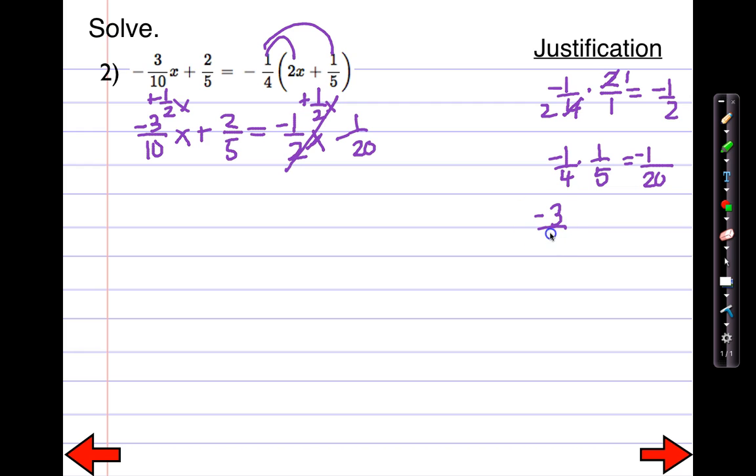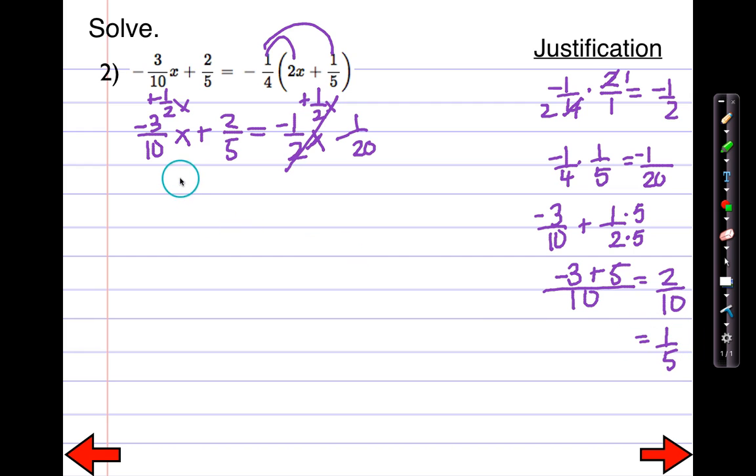We have negative 3/10 plus 1/2. 10 is going to be our lowest common multiple. Notice the 10 is already 10, so this negative 3 is not going to change. But this one is going to have to change by a 5. So 1 times 5 is 5, leaving you with 2/10, which can be reduced to 1/5. Whenever possible, I highly suggest you reduce your fractions. That way your numbers are smaller.